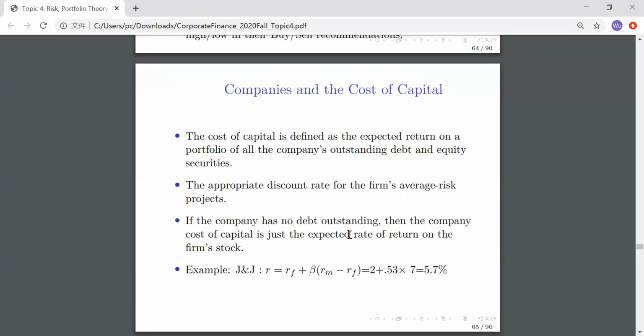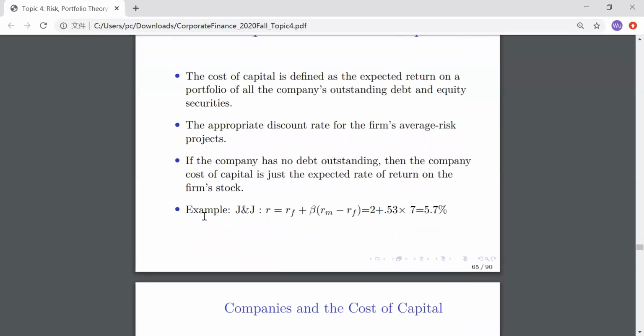So that is the expected rate of return on the particular company stock, right? For example, cost of equity for Johnson & Johnson is the cost of capital for Johnson & Johnson, if Johnson & Johnson has no debt. Suppose the risk-free yield is 2%, and the market risk premium is 7%. And suppose the beta is 0.53, then we can calculate the expected return of Johnson & Johnson equals 5.7%, right?